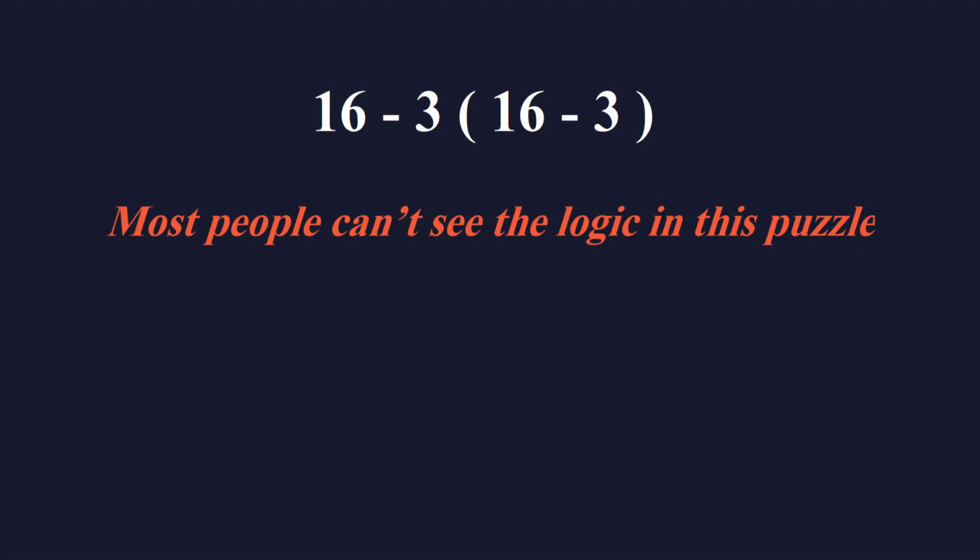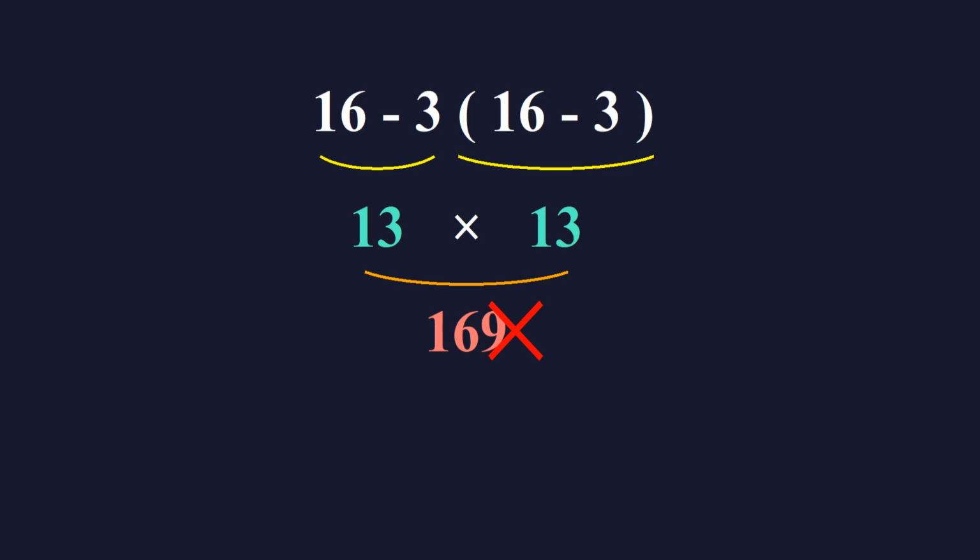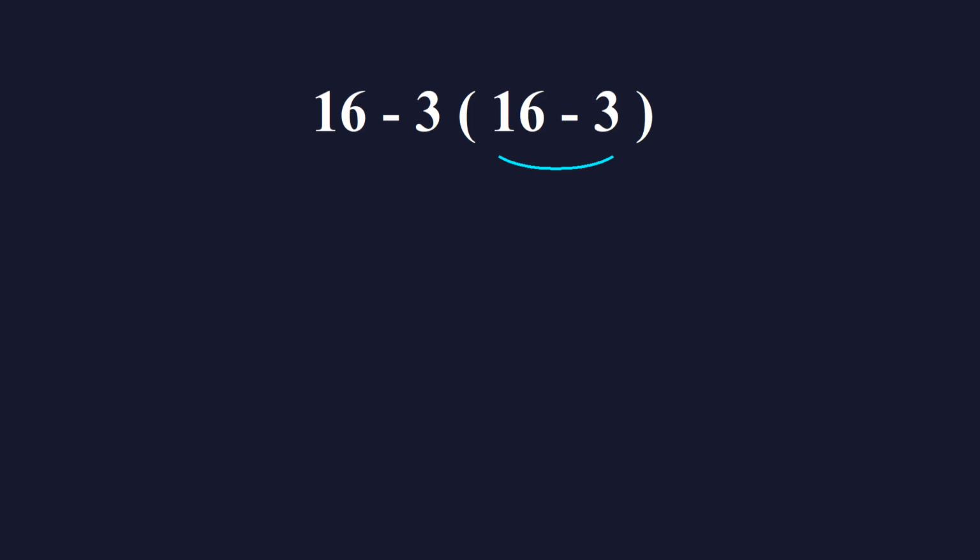In this video right here, we have the expression 16 minus 3, which equals 13, times 16 minus 3, which equals 13. Now we have this problem, 13 times 13 equals, but this answer is not correct because according to the order of operations we have to work on the parentheses first, then work on multiplication, and at last work on addition and subtraction. So first we do this subtraction, then this multiplication, and at last this subtraction.